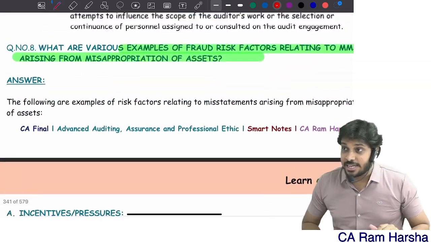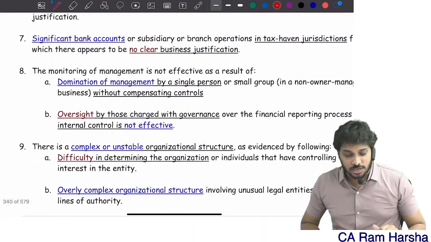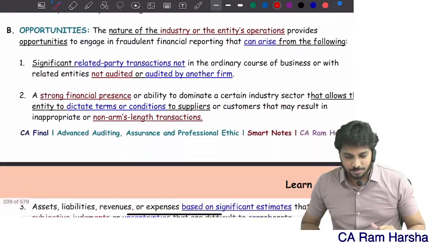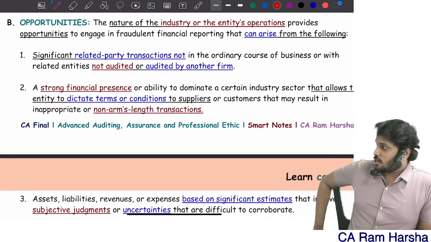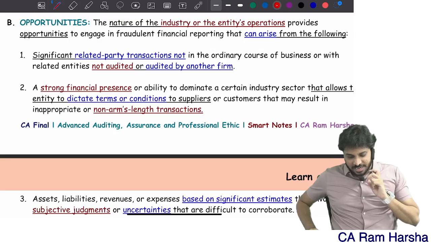We'll discuss simultaneously what are the opportunities for fraudulent financial reporting. What are the opportunities for fraudulent financial reporting?